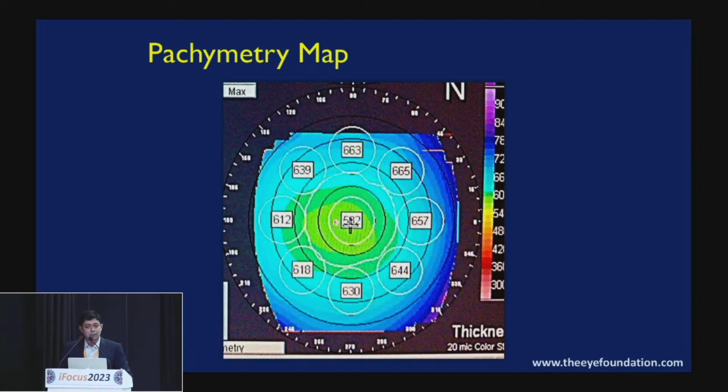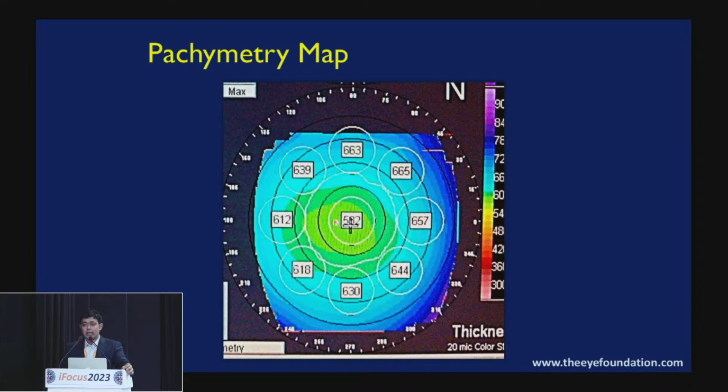You have the central pachymetry. This becomes important when you're looking at refractive surgery: what is the thickness of the patient's cornea, whether they are eligible for refractive surgery, whether you can correct the kind of power that the patient has and leave behind a sufficient residual bed. All these things are important with the pachymetry map.